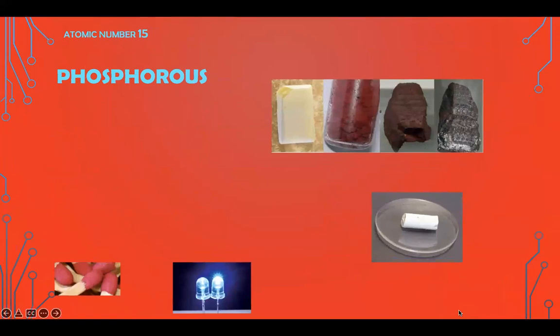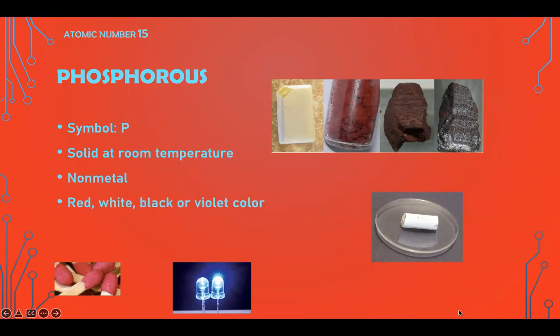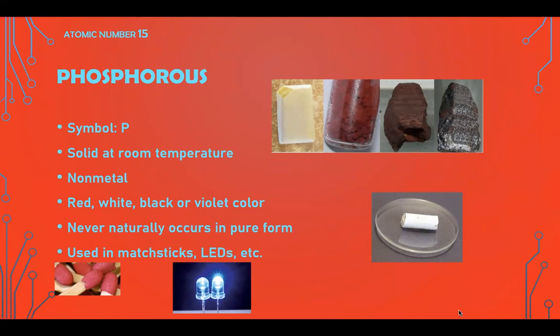Now we come to phosphorus. It's also pretty interesting. Its symbol is P. It's a solid at room temperature. It is a non-metal. And what is phosphorus's color, you may ask? Well, it comes in many allotropes. Phosphorus comes in the form of red phosphorus, white phosphorus, black phosphorus, or violet phosphorus. Phosphorus never naturally occurs in pure form because it's a bit reactive. And red phosphorus is used in matchsticks. Other forms of phosphorus are used in LEDs and have other applications.